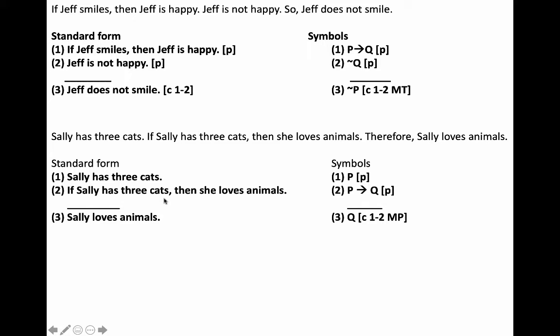So when you're assigning letters to propositions, if you're doing it by, say, circling, you would not circle the word if. If and then are part of the logical connective. They're represented by the arrow. They are not represented by the propositional letters, P and Q. Okay.